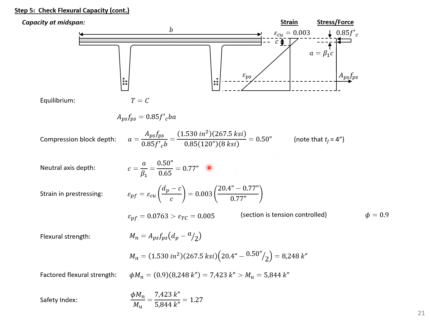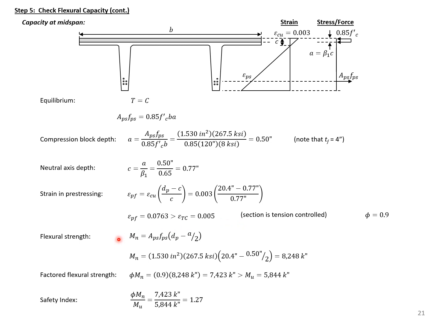Next, we can calculate our neutral axis depth by just taking our a divided by beta 1, and we can use this c to find the strain in our pre-stressing, assuming a linear strain profile. So we'll find a strain here equal to this value, 0.076. And we can compare that to our tension control limit, which we found in the previous module for pre-stress sections is going to be 0.005. Because we're tension controlled, we can use a phi of 0.9.